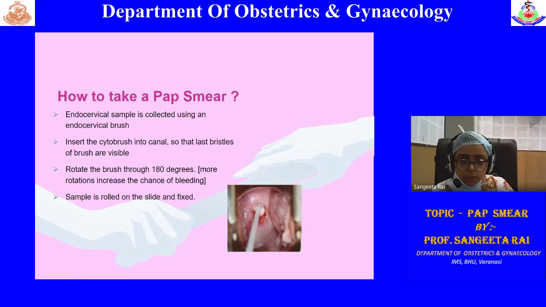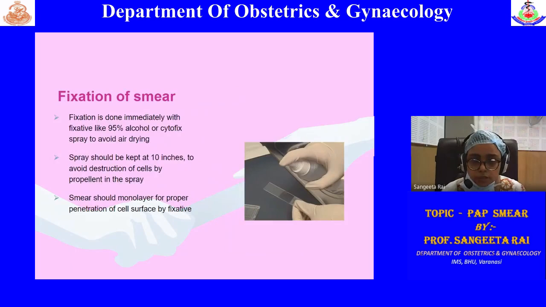Here you rotate 180 degrees, and then fix the smear with the help of 95% alcohol. Then leave the slide for complete air drying, because it will be moist. You cannot wrap it. Just leave it for 5 minutes for complete air drying.